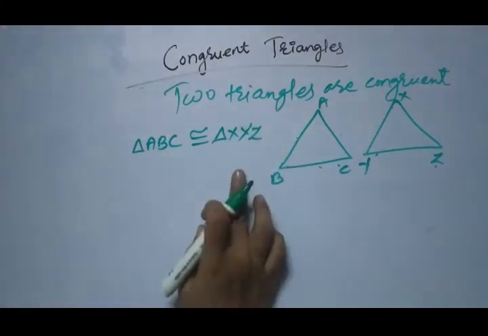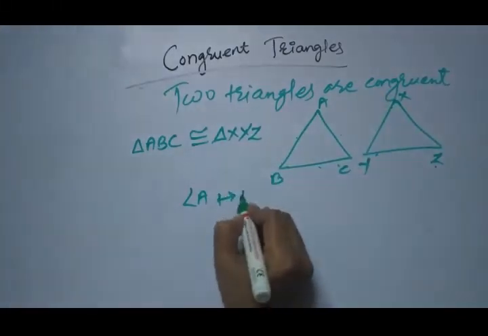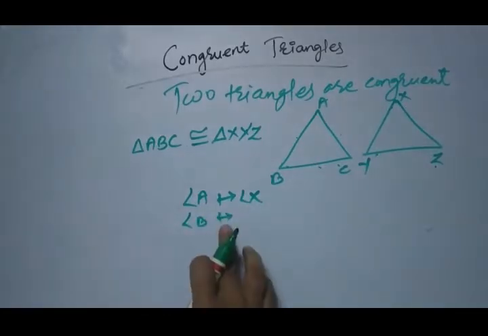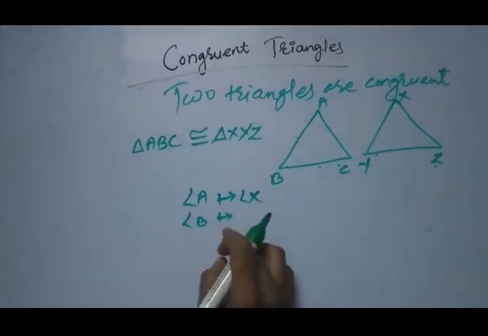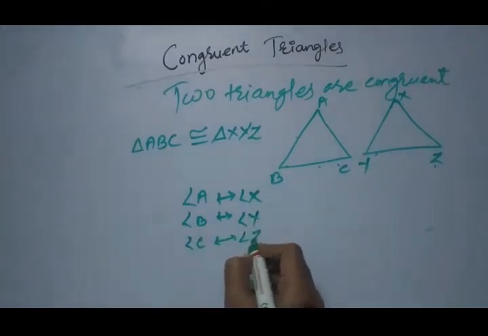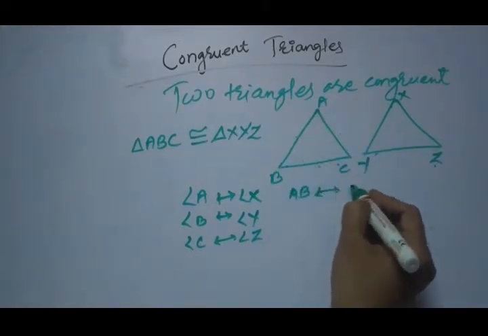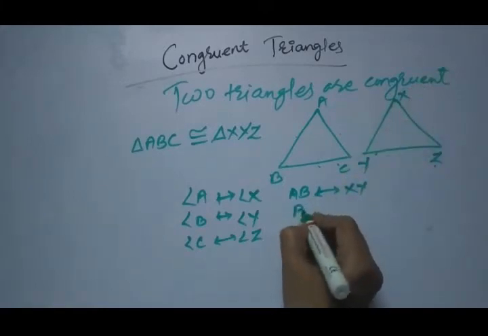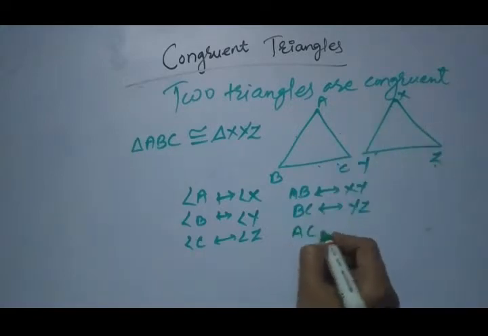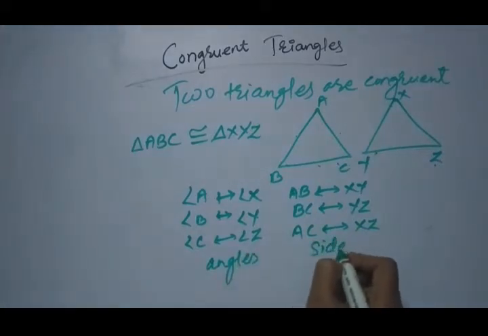You can say this only in one case: angle A should correspond to angle X of the other triangle. In the same way, angle B should correspond to angle Y, and angle C should correspond to angle Z. We use the double-headed arrow for correspondence. In the same way, side AB should correspond to side XY, side BC to YZ, and AC to XZ. These are the three angles and these are the three sides.